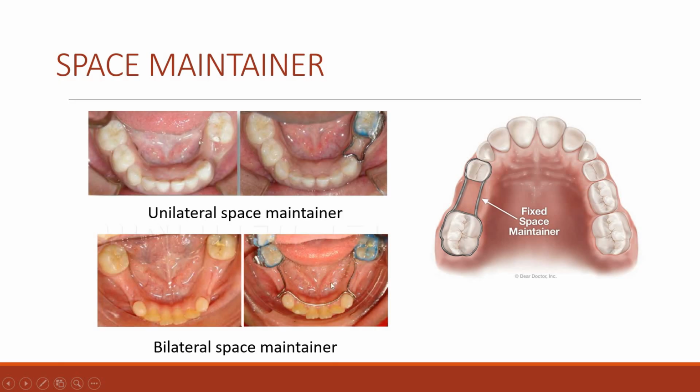You see an example of a fixed bilateral space maintainer. The patient here is 6.5 years of age, and the appliance is cemented on the 2 first permanent molars in order to stabilize and predict the movement of molars.